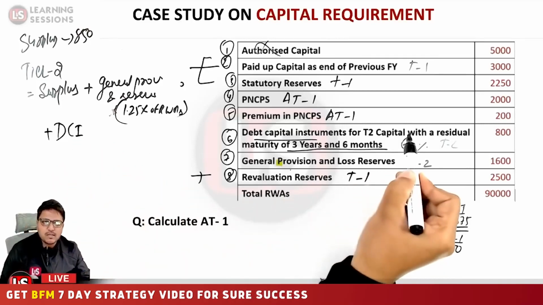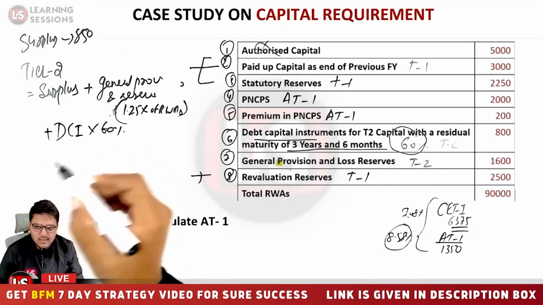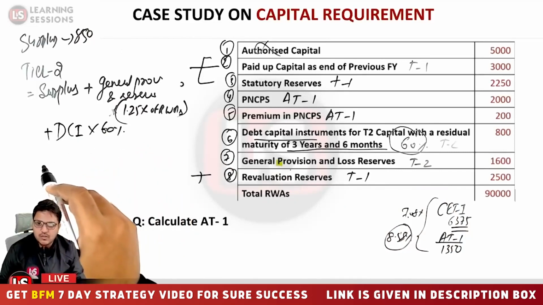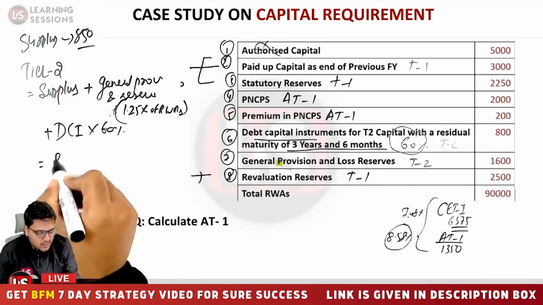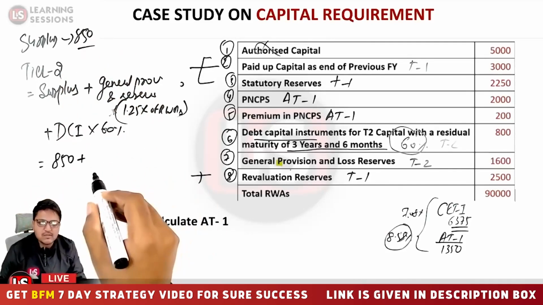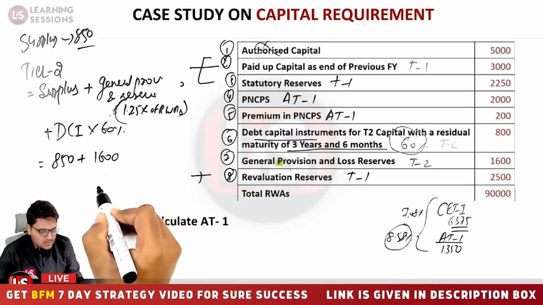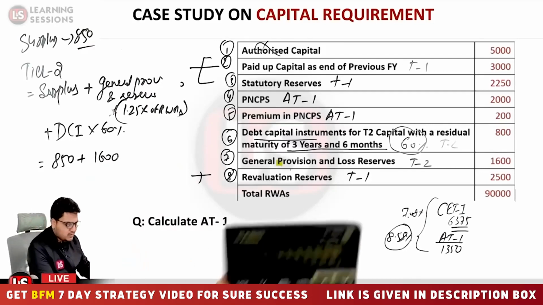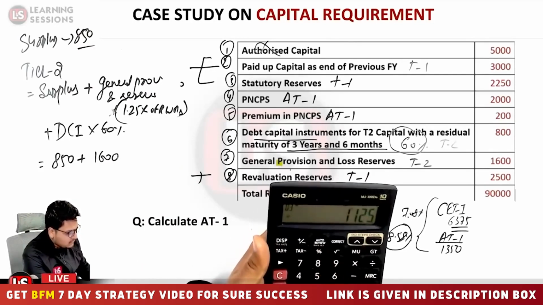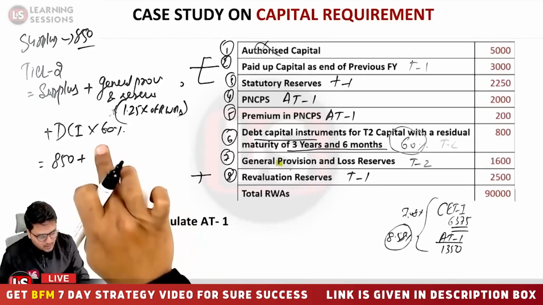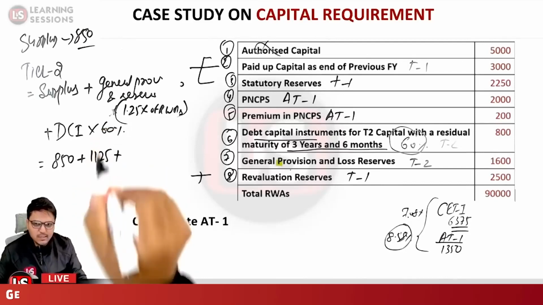And what percentage value is to be considered? Only 60%, because the residual maturity is greater than 3 years but less than 4 years. So the surplus we just calculated is 850. General provisions and reserves are mentioned to be 1600, but restricted to 1.25% of the risk-weighted assets. So 90,000 into 1.25% comes out to be 1125. So out of 1600, only 1125 can be considered as tier 2 capital.